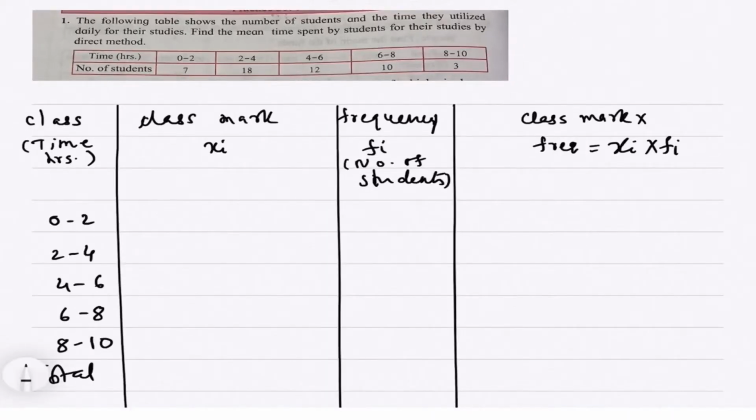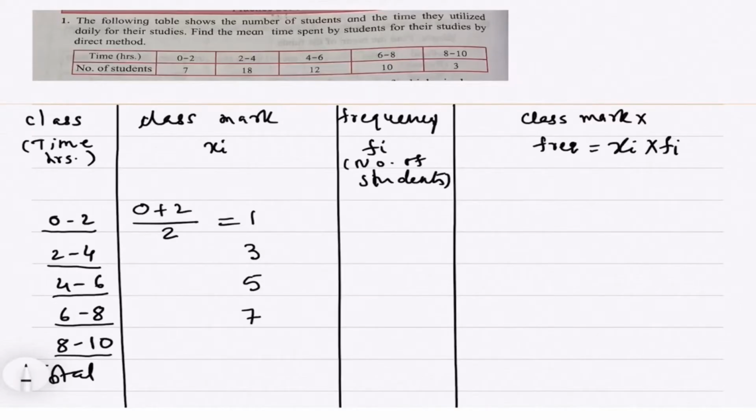In the second column, we calculate class marks, xi. The formula for class mark is lower limit of that class plus upper limit, divided by 2. So for the first class, xi is 0 plus 2 by 2, which gives us 1. Similarly, 2 plus 4 by 2 gives us 3. 4 plus 6 by 2 gives us 5. 6 plus 8 by 2 gives us 7. And for the last class, 8 to 10, xi is 8 plus 10 by 2, which gives us 9.